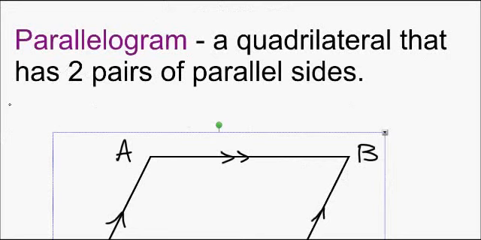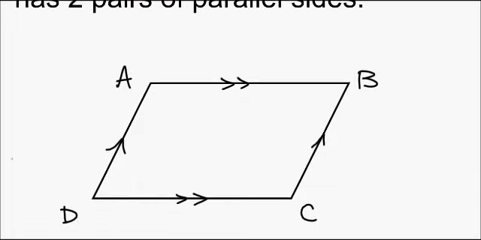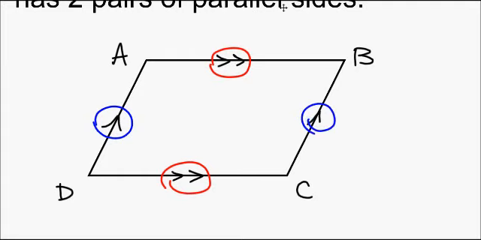Okay, but starting back up with parallelograms, that is our focus for today. A parallelogram is a quadrilateral that has two pairs of parallel sides. So you can see AB and DC are parallel to each other, marked by these arrows, which mean parallel. And AD and BC are parallel to each other, marked with these arrows. So opposite sides are parallel.